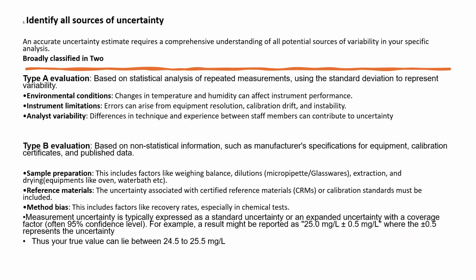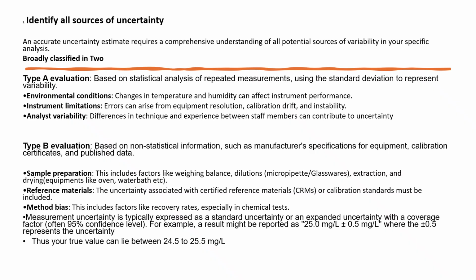to represent variability. It is like the analyst does 6-time extraction and that is injected, and those 6 replicates are checked, and the standard deviation is taken into account. And what else comes under type A? It is environmental conditions, that is changes in temperature, humidity, or instrument limitation or analyst variability.